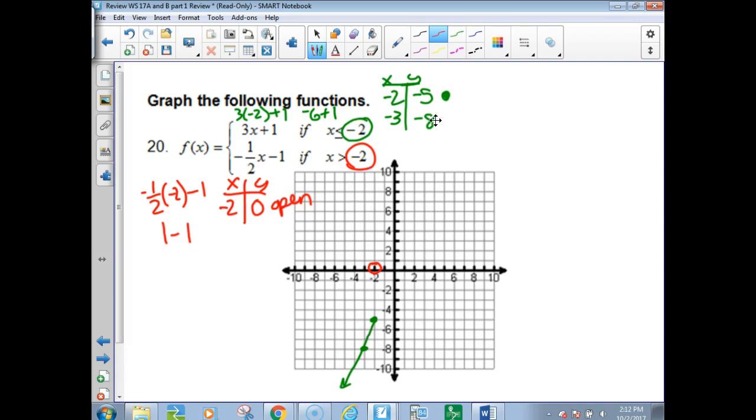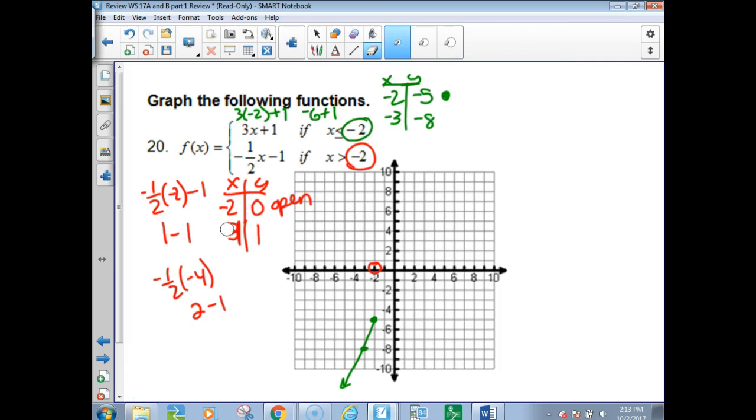Okay, then I'll plug in another number bigger than negative 2, which would be like negative 3. Oops, that'd be icky. Negative 4. Negative 1/2 times negative 4 would be positive 2. 2 minus 1 is 1. Did I put a number in that was bigger than negative 2? Negative 4 is smaller. That was dumb. That would be going the wrong way.